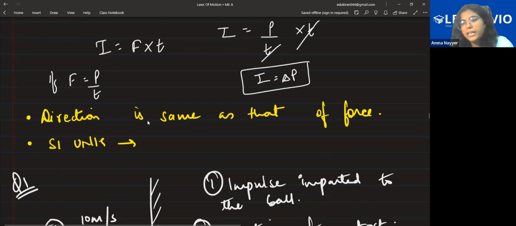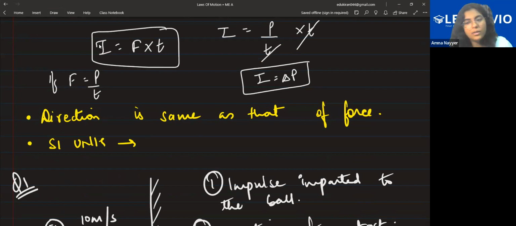And can anyone tell the SI unit? This is the formula of impulse. Can anyone tell the SI unit? Newton second. Newton seconds. Perfect. It was easy. Why other students couldn't answer? Newton seconds: Newton for force, seconds for time. Write down this.